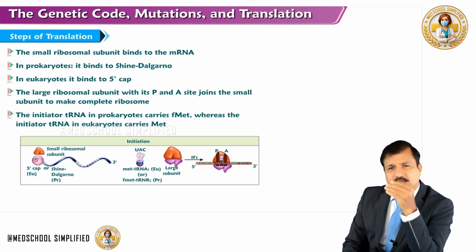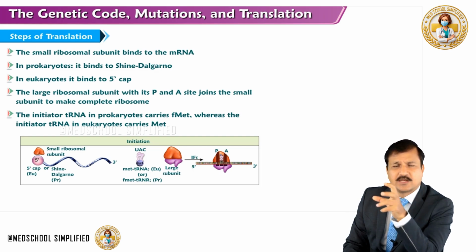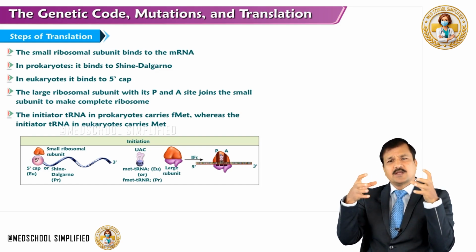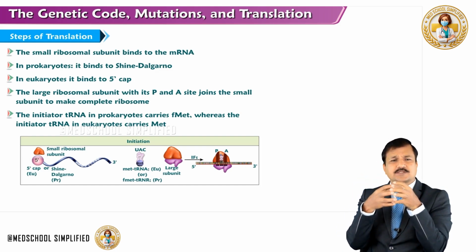The initiator tRNA in prokaryotes carries F-methionine, that is formyl methionine, whereas the initiator tRNA in eukaryotes carries only methionine. The large subunit binds to the small subunit, forming a completed initiation complex now.